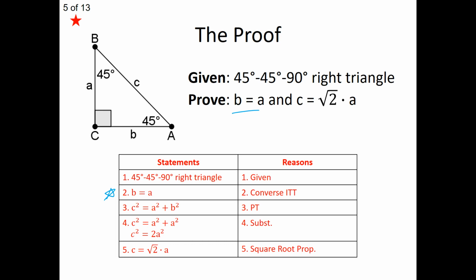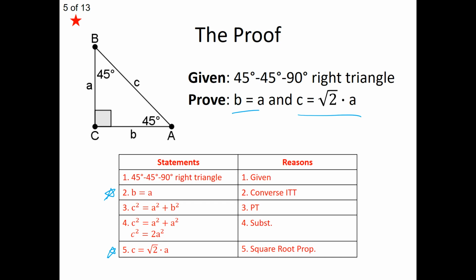Take a look at that. Well, what can I do then with that? I can take the square root of both sides, so using the square root property, I end up with c is equal to the square root of 2 times a. And thus, in my very last statement, I prove the second part of my proof statement, that c is in fact equal to the square root of 2 times a.